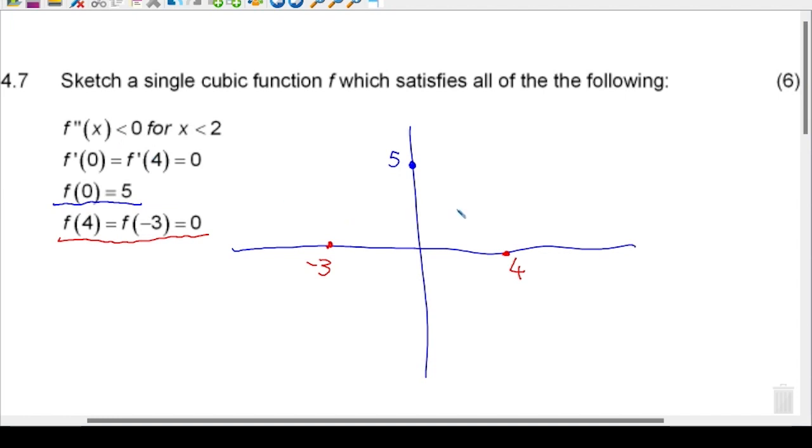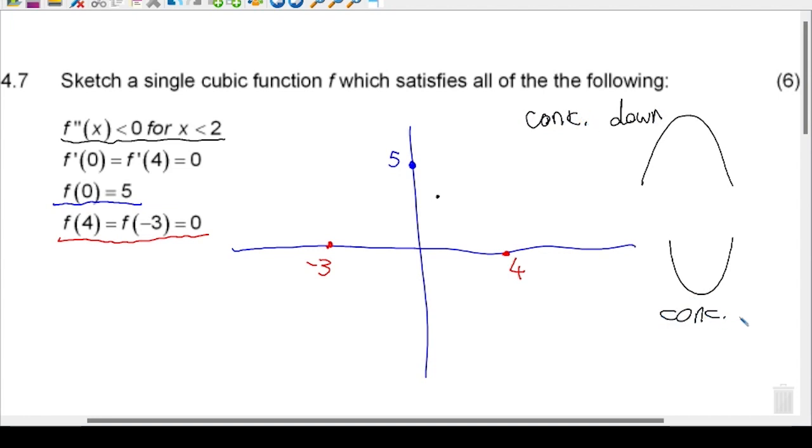Now let's have a look at what this is saying. It's saying that the graph is concave down. The second derivative is negative when x is less than 2. What that means is the second derivative is negative, so the graph is concave down. It's kind of like a frown, as opposed to a cup. Concave down, like a frown, and concave up, like a cup.